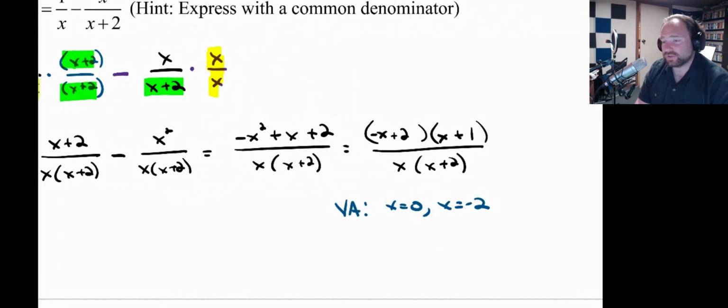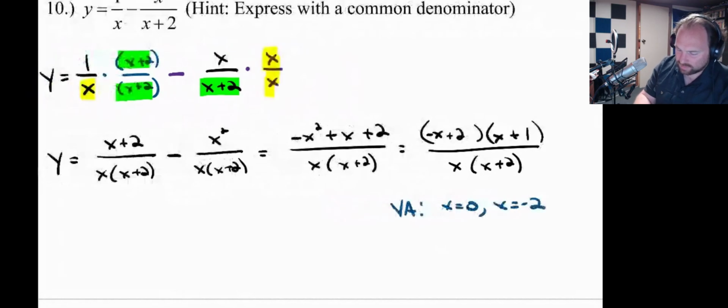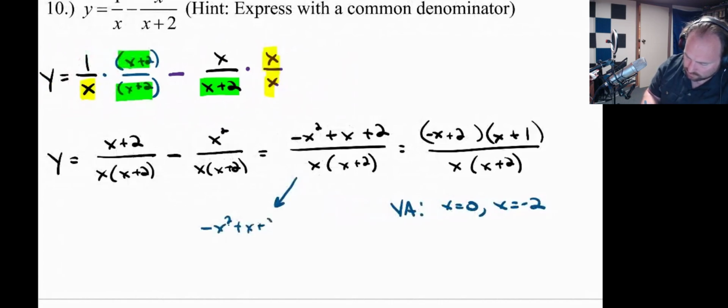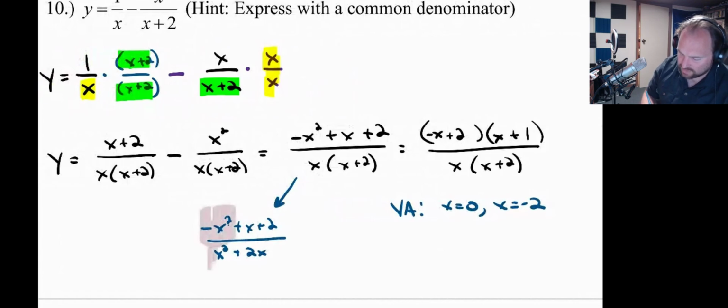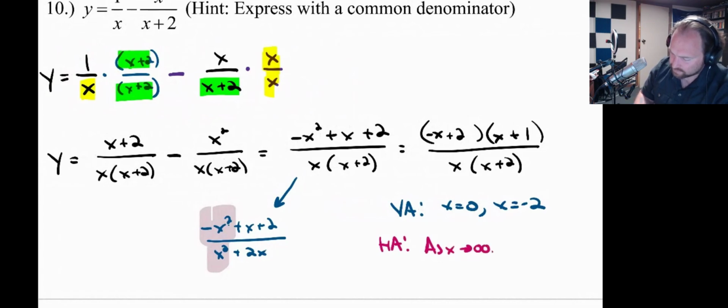And as far as the horizontal asymptote goes, this is a little tricky to see, but let me actually expand it out here. Let's take a little side step from this step. We have negative x squared plus x plus 2 over, let's actually expand it, x squared plus 2x. Now, for your leading coefficients, you've got negative x squared and positive x squared. And again, as x goes to infinity, we'll write that down, that's important. As x approaches infinity, those both go to infinity at the same rate.